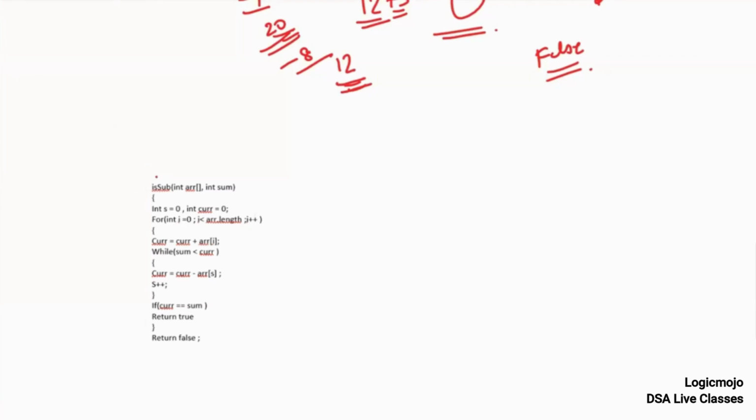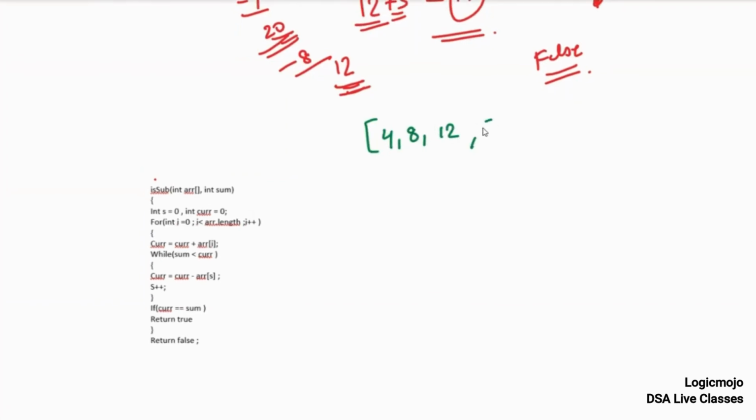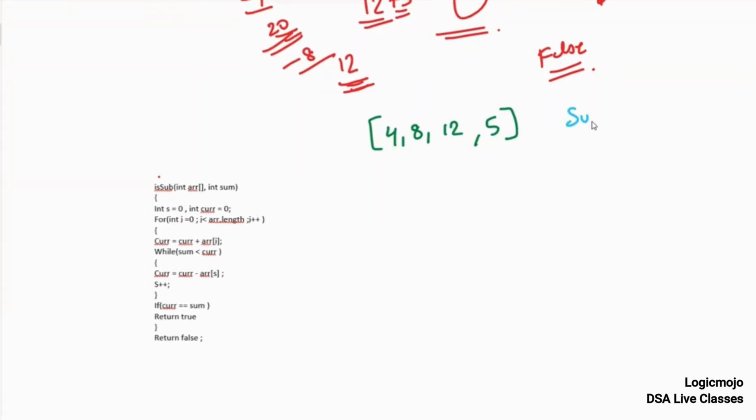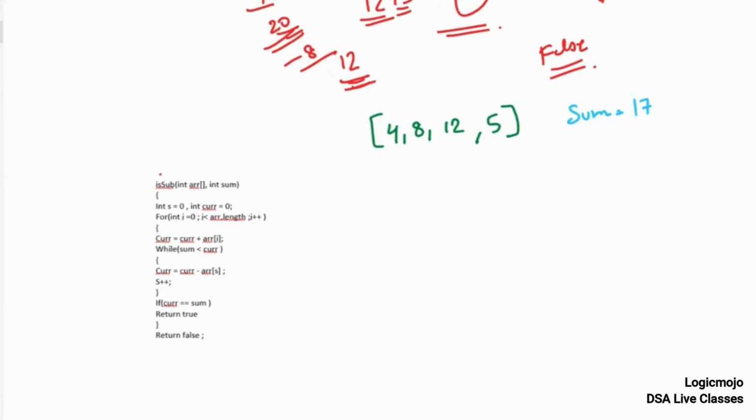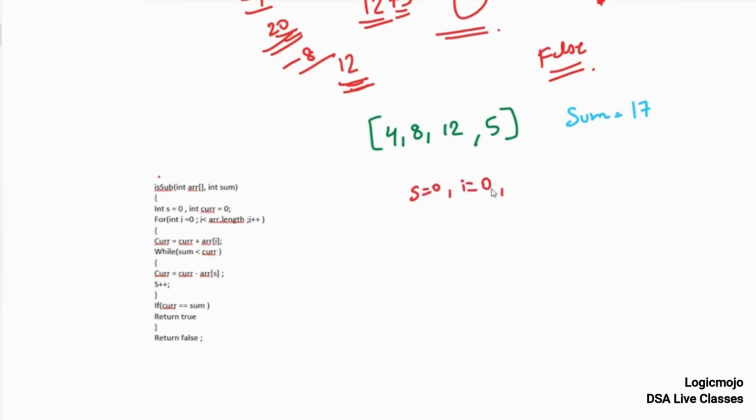What was our question? Our example array was 4, 8, 12, and 5. This is what we have now, and the sum given is 17. So how does this code go? Initially, the value of s is 0, current is 0, and the value of i is 0. So when s is 0 and i is 0, the current value will keep on increasing.